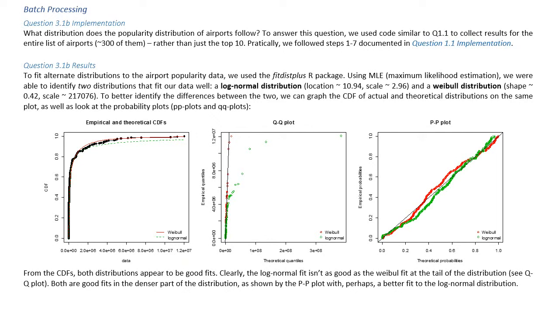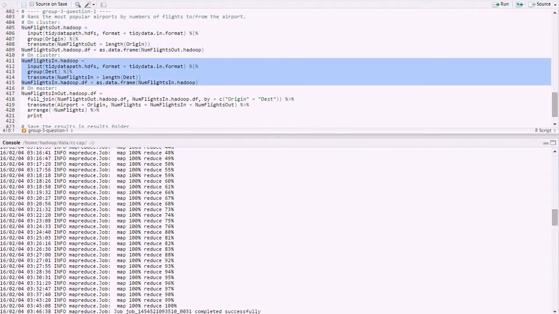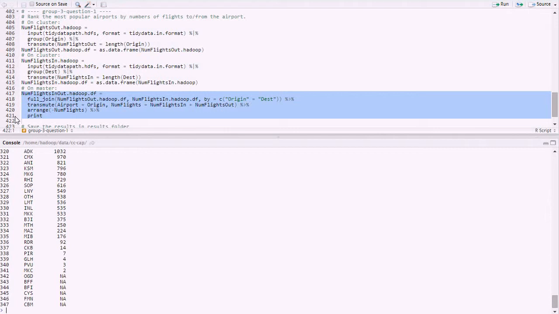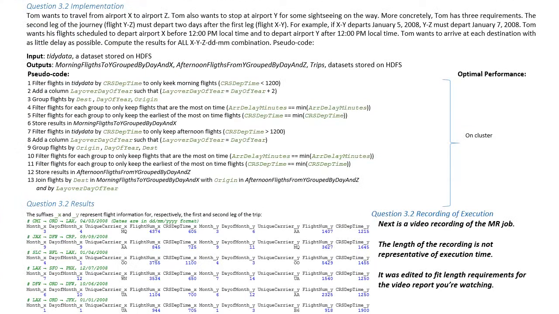By plotting the CDFs of actual and theoretical distributions, as well as the probability plots, we can tell that both log-normal and Weibull are good fits in the denser part of the data distribution. By looking at the QQ plot, we can tell the log-normal fit isn't as good as the Weibull fit at the tail of the data distribution. For details about the somewhat more complicated implementation necessary to answer question 3.2, please refer to the written report.